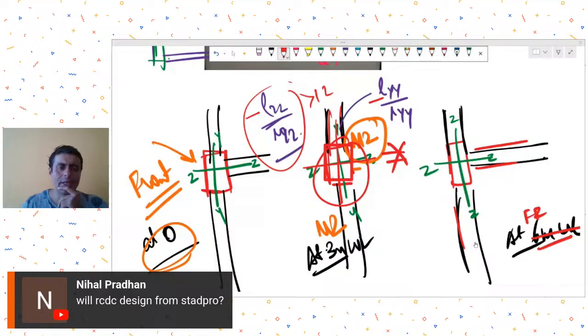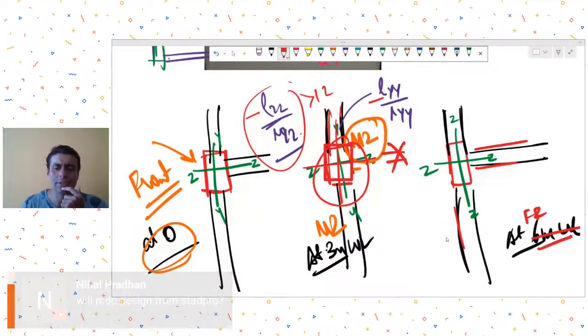Mr. Nihal is asking, will RCDC design from STAAD.Pro? Yes, it does. In fact, now RCDC has been acquired by Bentley Systems, that is the STAAD.Pro company. So RCDC is completely integrated with STAAD.Pro. So directly from STAAD, you can take your model to RCDC and do the post processing. That means do the design.